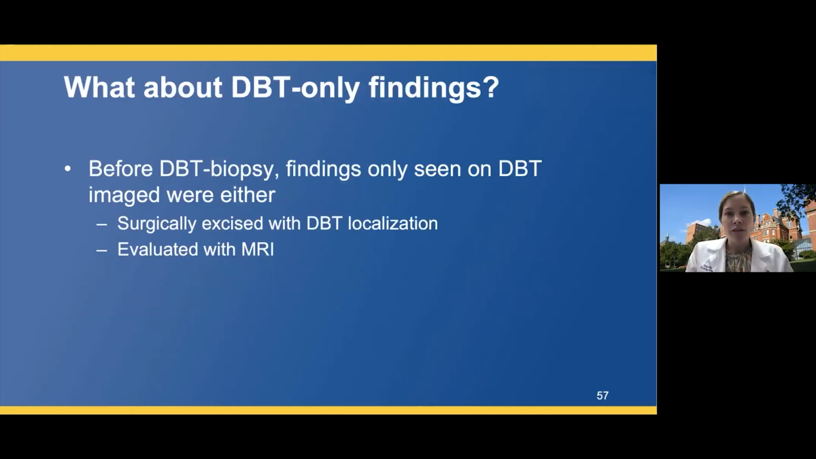But now we've been doing all of these mammograms with tomosynthesis, and there are many findings that are only seen or best seen with tomosynthesis. And so what do we do about those? Before we had the ability to do tomosynthesis guided biopsies, it was really a problem to try to figure out what we should do. So these patients were either recommended to go straight to surgery, and we would use tomosynthesis to localize the finding, and then they would do a surgical excision. Or sometimes we would evaluate these findings further with MRI. But if the MRI is negative, you're still left with this finding that has not been fully resolved.